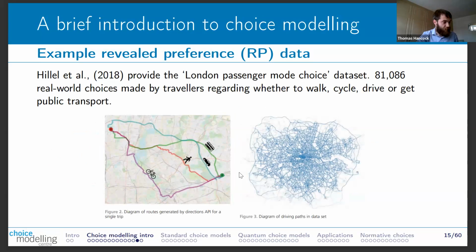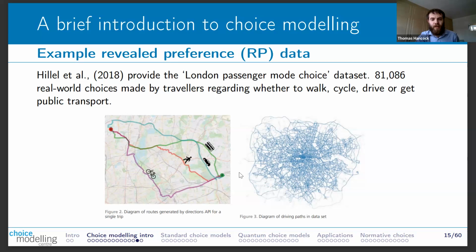Now, there's also revealed preference data. So far, I've only talked about stated preference data, and stated preference data is very useful for understanding new contexts, but it's always going to be subject to hypothetical bias. If we use revealed preference data, then we're not going to have that issue, but there'll be different kinds of benefits and different issues.